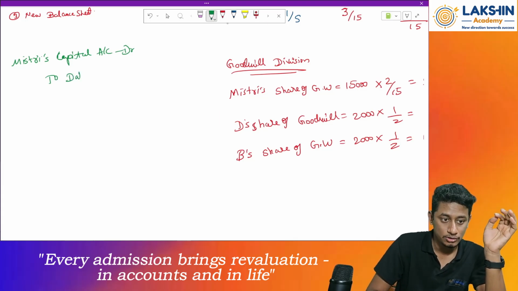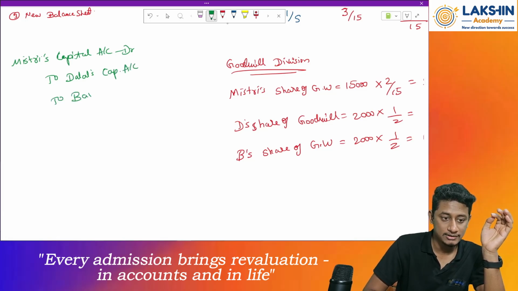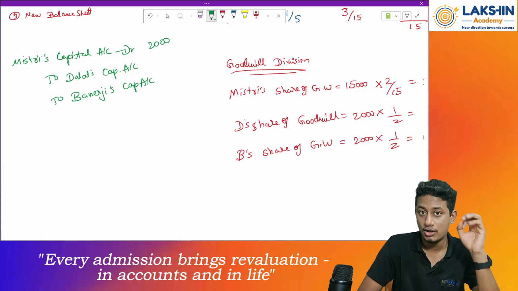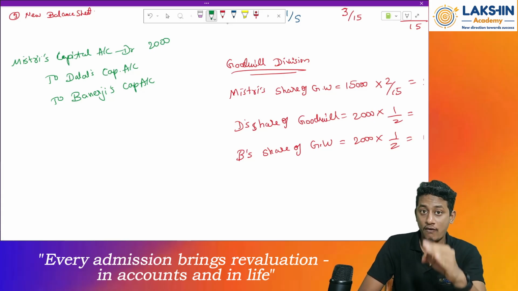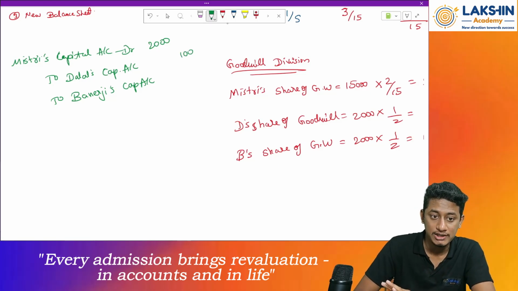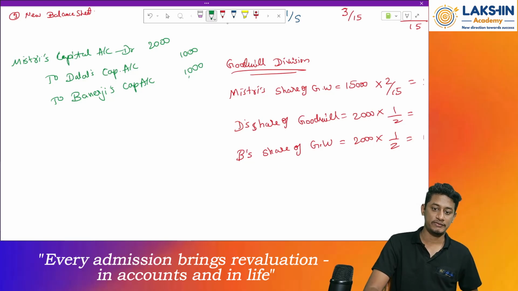So to Dalal's capital account, to B, Banerjee's capital account. So what are the values? Rupees 2,000 was the total value of Mistry's share of goodwill in the total firm's goodwill. And how will that be divided between these both? Rupees 1,000 and rupees 1,000. Clear? Clear how to pass the entry?